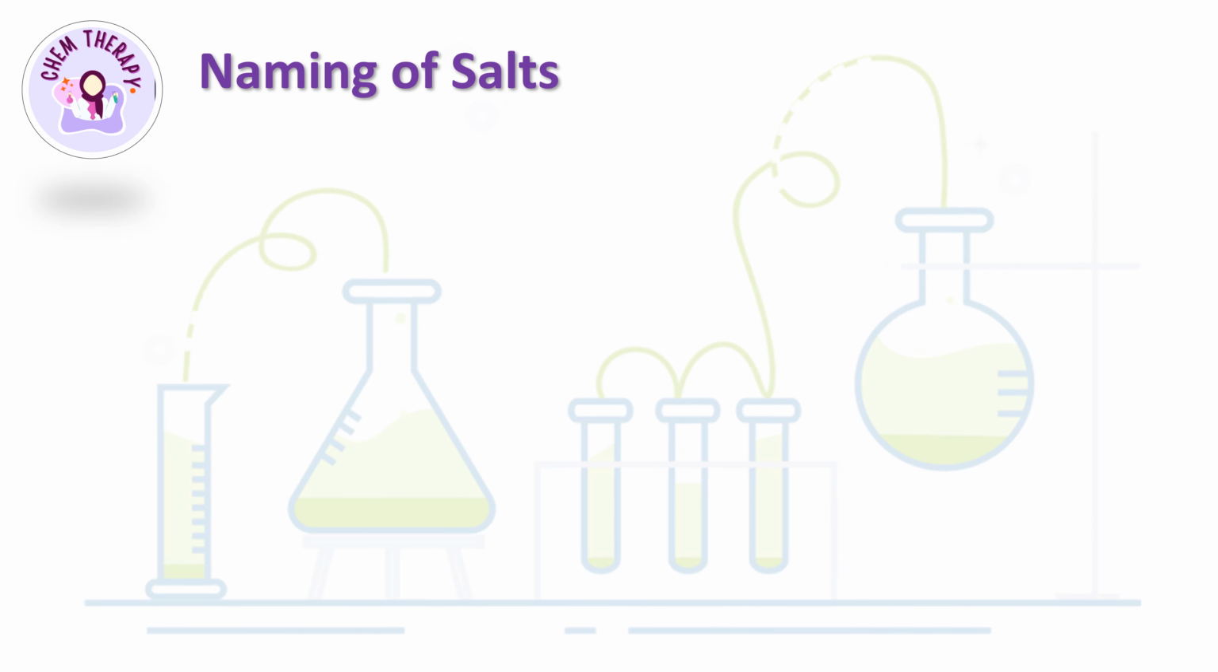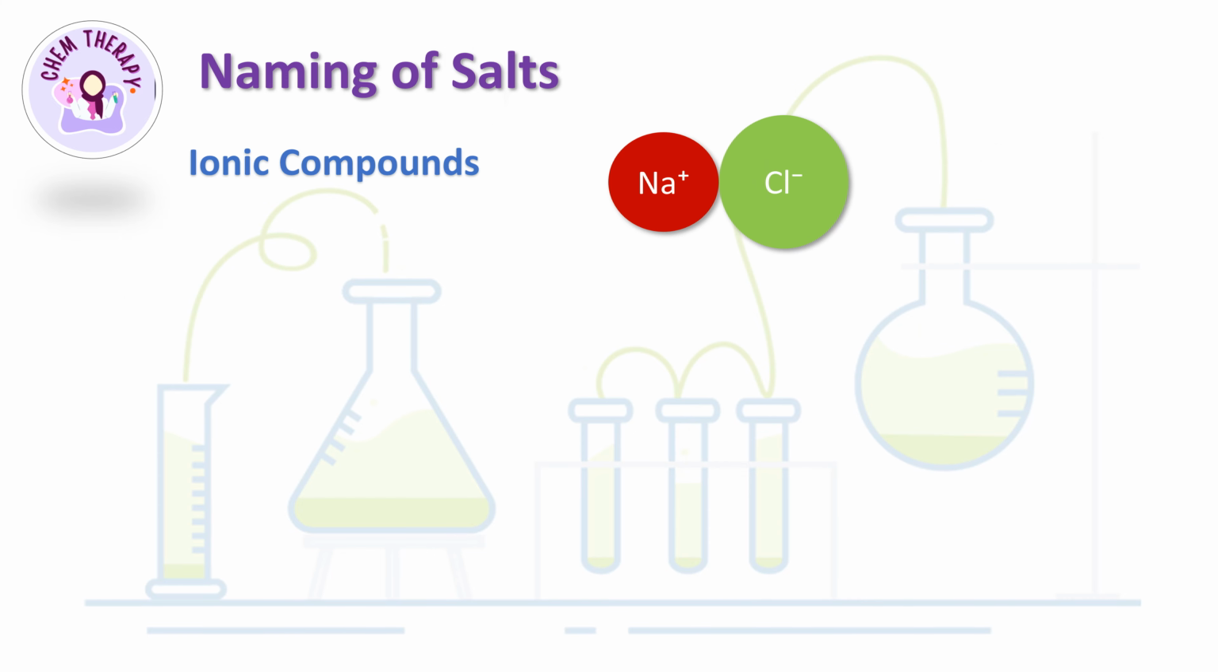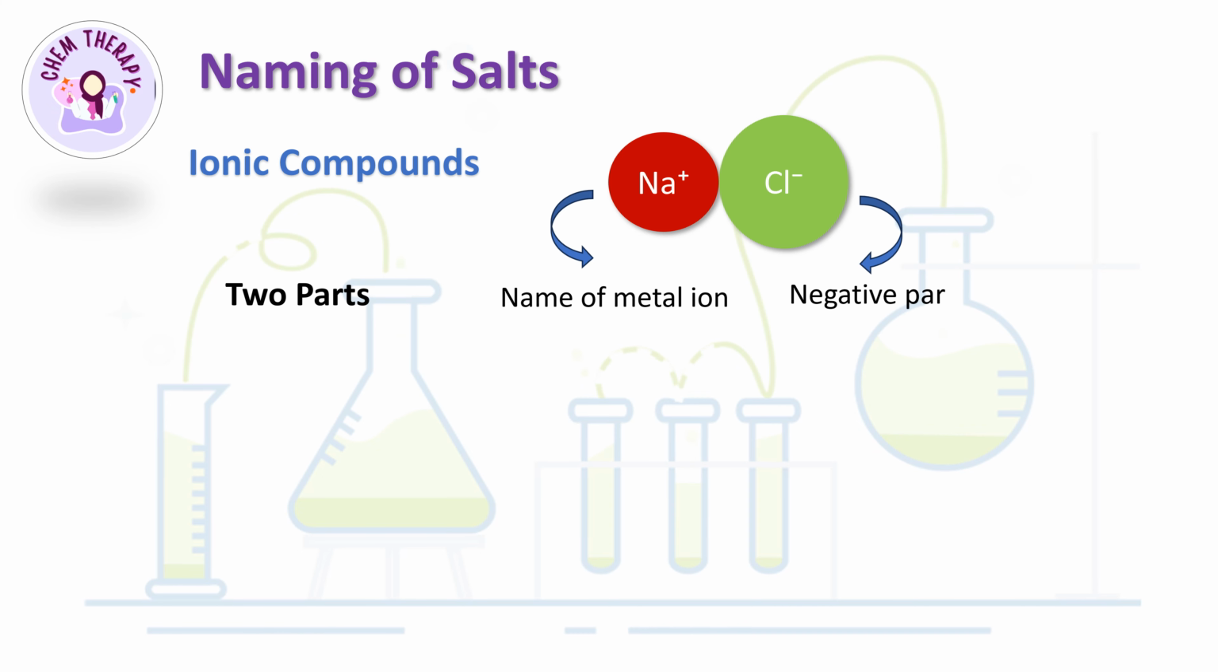Now, let's talk about how to name salts. Salts are basically ionic compounds, in which a positively charged metal ion is attached with the negatively charged part of an acid. A salt's name consists of two parts. The first part is the name of the metal ion, and the second part is the name of the negative part of the acid from which it is derived.